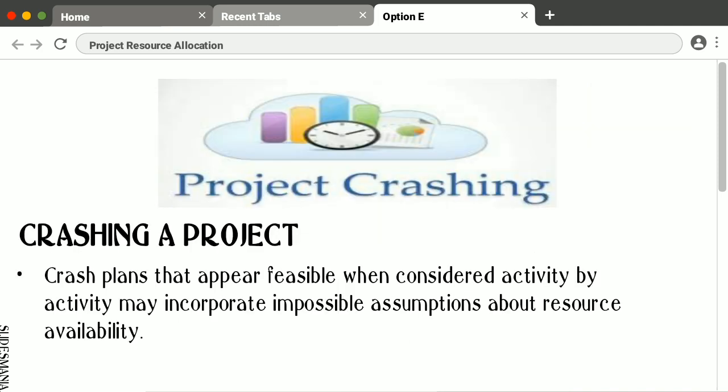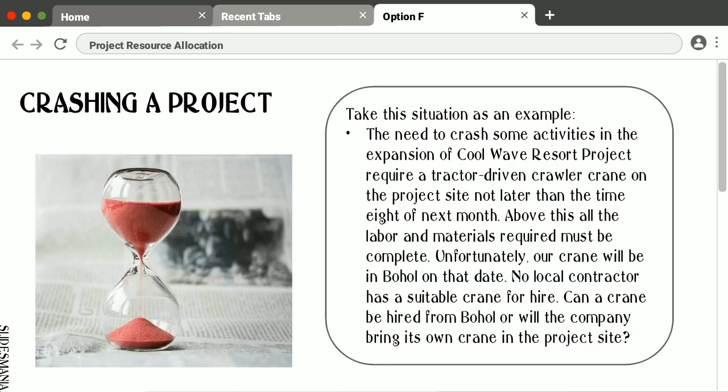So, crashing a project. While standard practice and rules of thumb are sufficient for estimating the resource needs for normal progress, careful planning is critical when attempting to expedite a project. So, crash plans that appear feasible when considered activity by activity may incorporate impossible assumptions about resource availability. So, take this situation as an example. Can a crane be hired from Bohol, or will the company bring its own crane to the project site? So it goes, when a project is expedited, there is a tendency to create problems, and the solution to one problem often creates several more problems that require solutions.